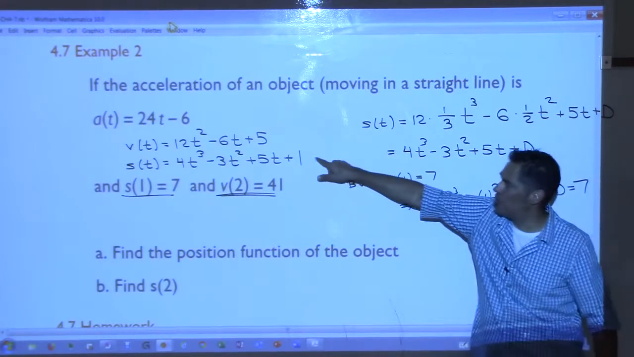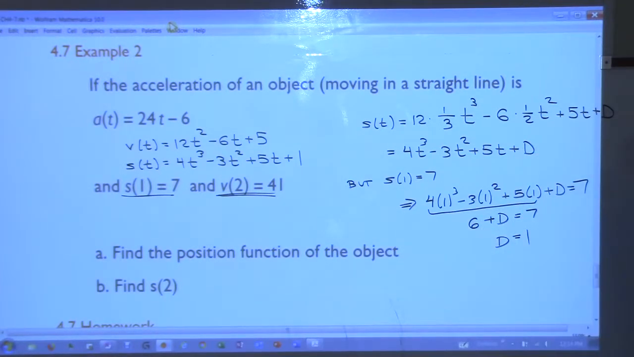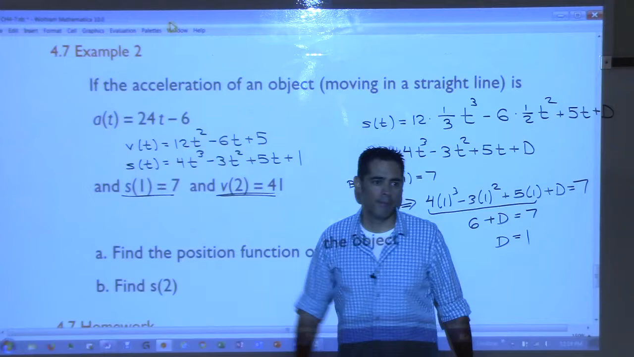Exact position function. So how do you answer part B? You just plug 2 into that. That's it. Okay? Plug 2 into that.